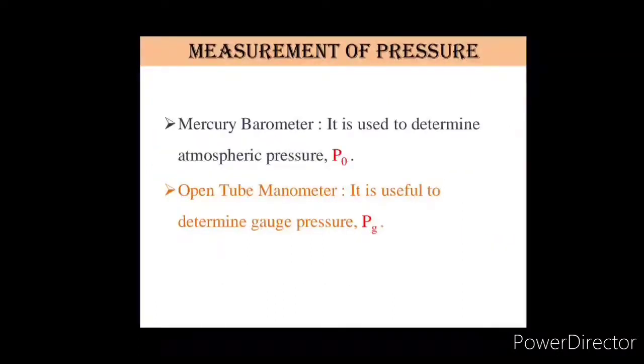For the measurement of pressure, there are two different apparatus which are useful. One is mercury barometer, which is useful to determine the atmospheric pressure, which is given by P0, and the other one is open tube manometer, which is useful to determine the gauge pressure, that is Pg.